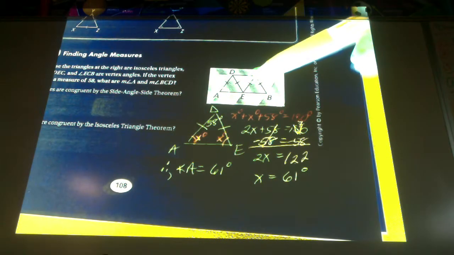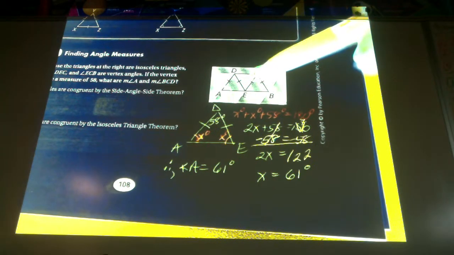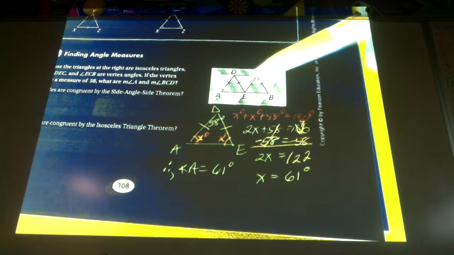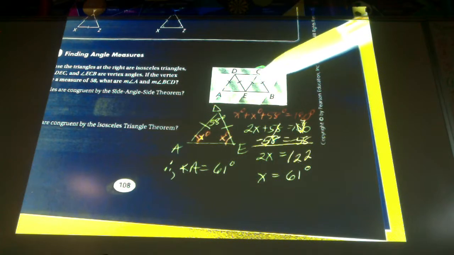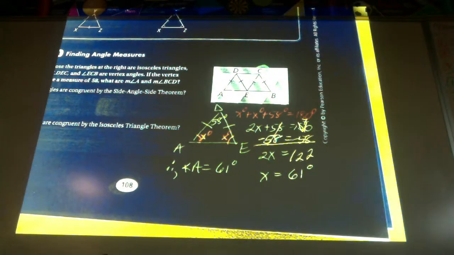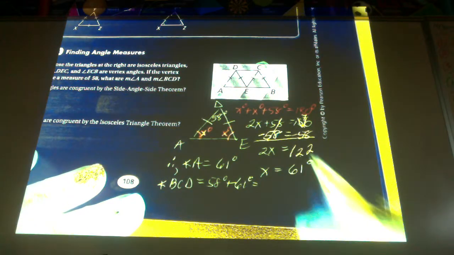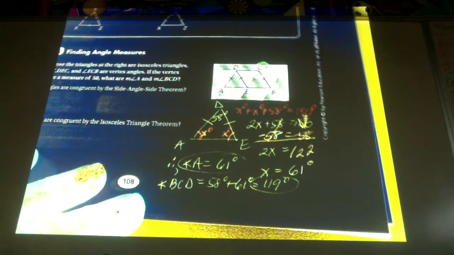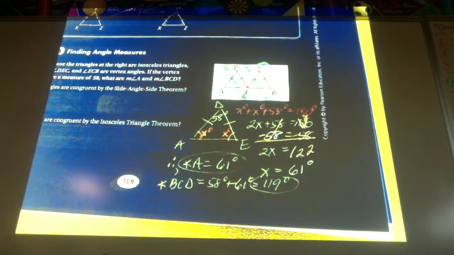Isn't this a base angle on this other triangle? Isn't that what the 61 degrees is? So wouldn't BCD be equal to 58 plus 61? So angle BCD is equal to the 58 degrees plus the base angle 61 degrees, which gives you a total of 119 degrees. So there's the two things that they were asking for.